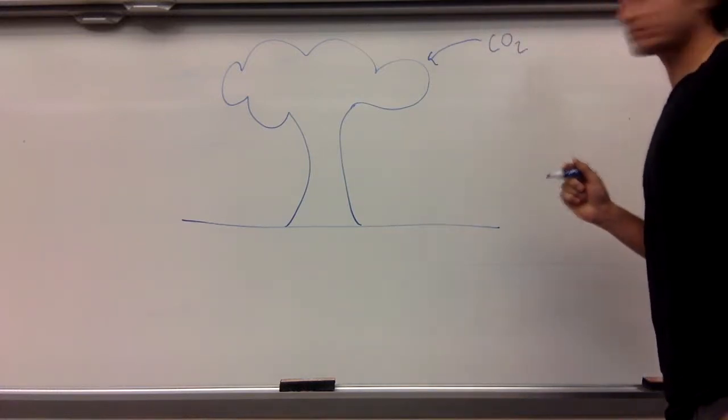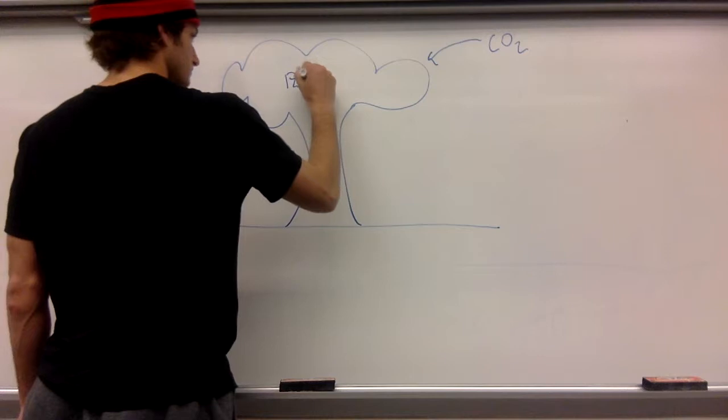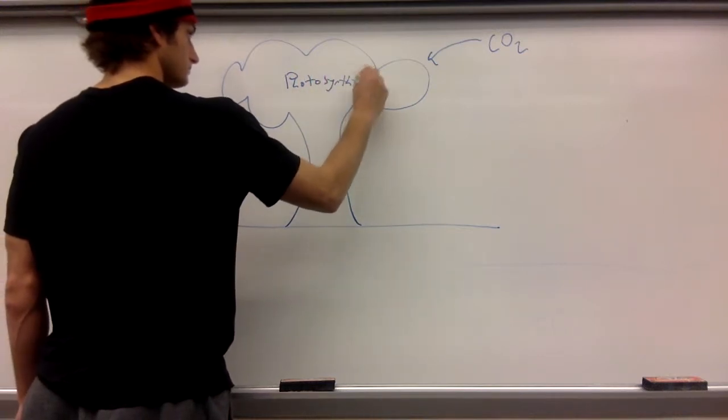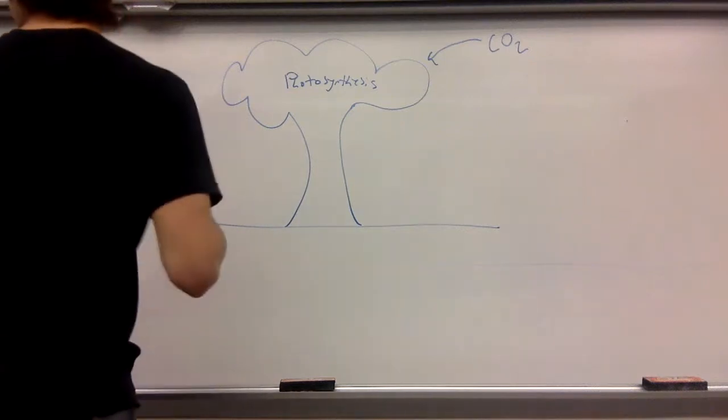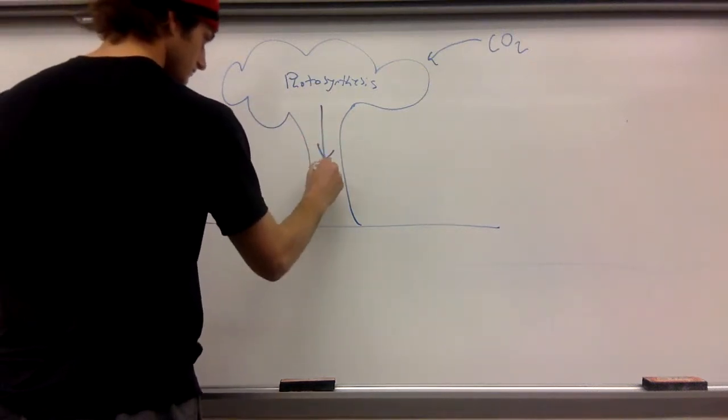First, carbon dioxide, or CO2, enters through the stomata of the leaves. Then, it is mixed with sunlight, and through the process of photosynthesis, the tree can produce its own sugar. The sugar is then distributed throughout the entire tree and into the roots.